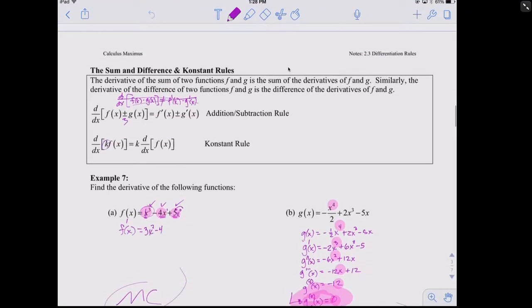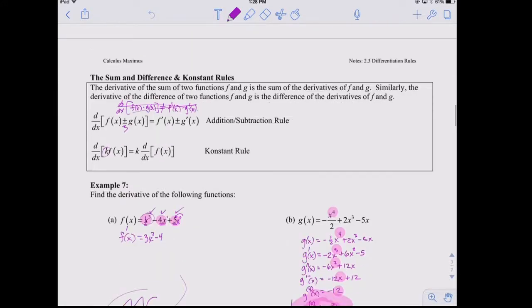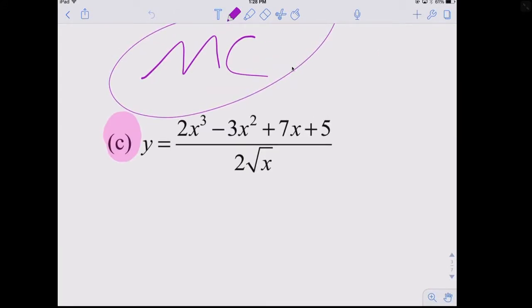We are on example 7c in section 2.3. I mentioned yesterday that this was going to be similar to a multiple choice question. This one and D, both of them. And the only rule that we know now for differentiation, besides the actual limit definition, right, is the rule, what's it called? It starts with P, ends with R. Power rule, the power rule.